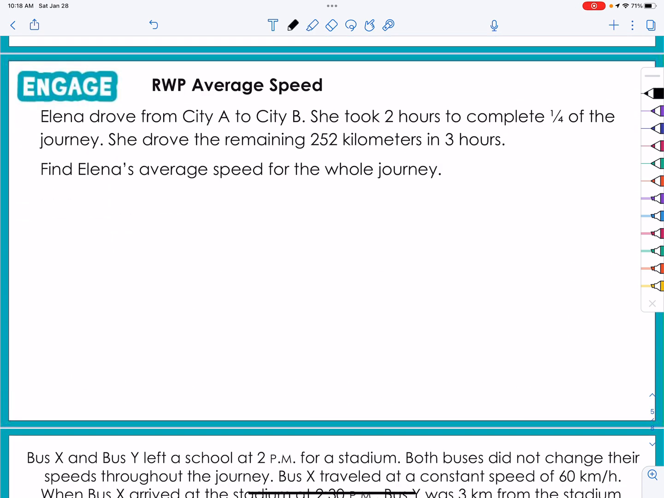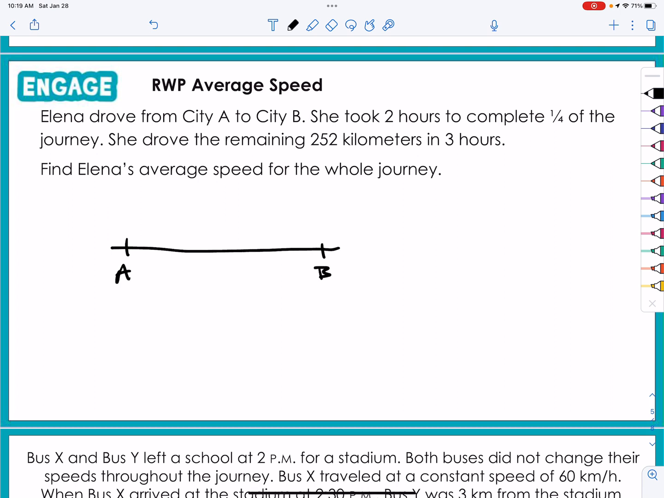Okay, moving forward. Elena drove from city A to city B. She took 2 hours to complete 1/4 of the journey. She drove the remaining 252 kilometers in 3 hours. Find Elena's average speed for the whole journey. So I'm going to do my visual, my model, diagram. So we're going from A to B.